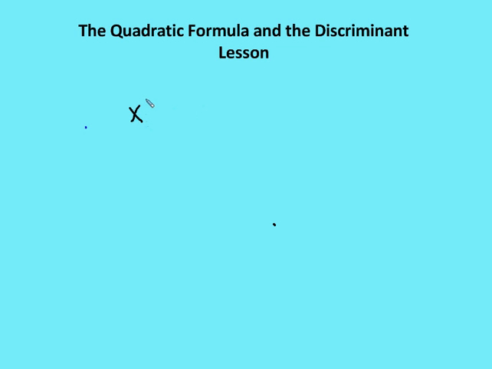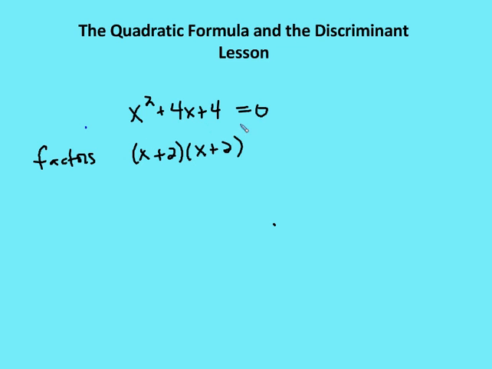I have x squared plus 4x plus 4, and I want to find the factors of this quadratic. If you use a diamond and box process, or if you recognize that this is a perfect square trinomial, the factors end up being x plus 2 times x plus 2. Now I can also ask you to solve for x, and I create an equation where the quadratic is equal to 0.